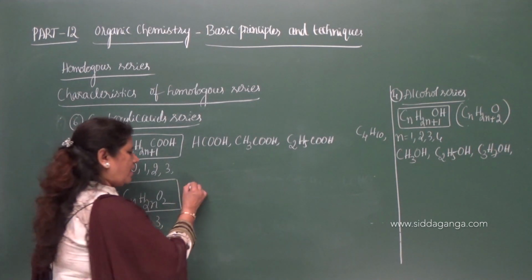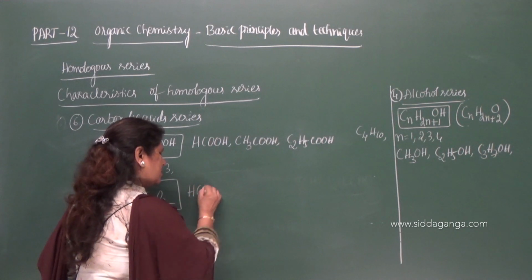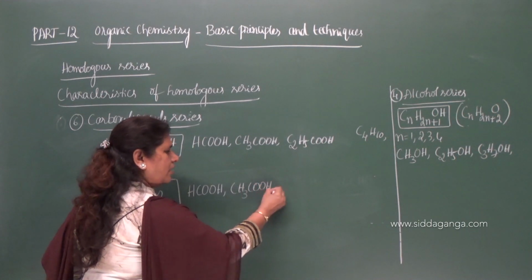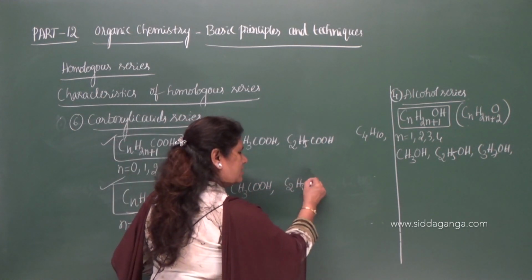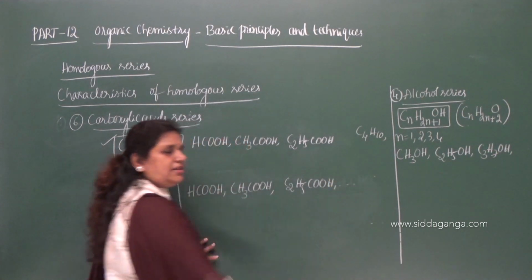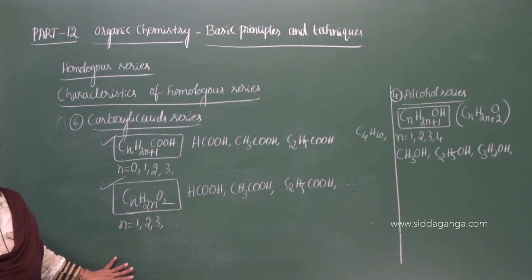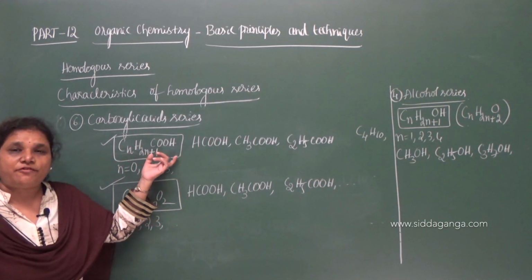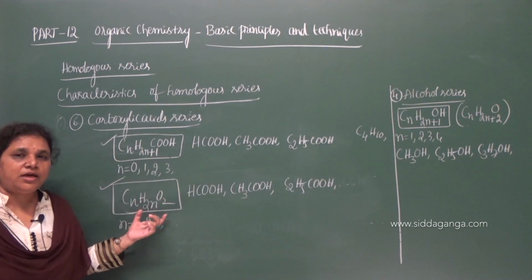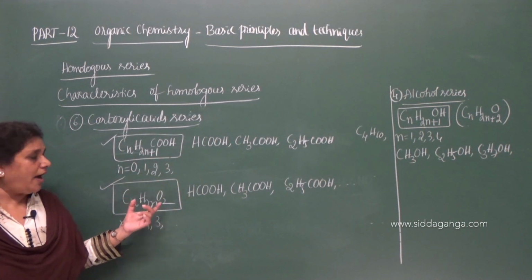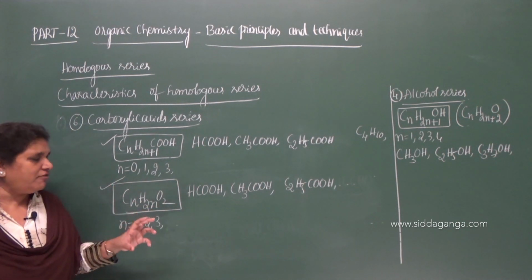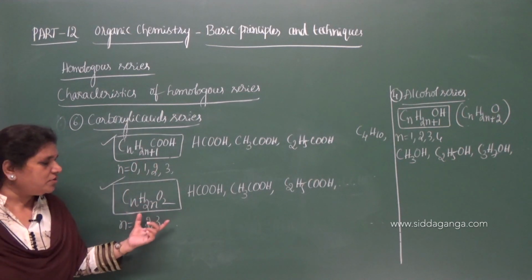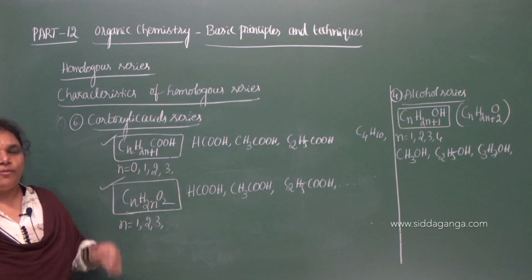Then what are the members of the homologous series? They are HCOOH, CH3COOH, then C2H5COOH. So again you will get the same members of the homologous series. The thing is, here the general formula is derived from the general formula of alkanes, and here we are giving the general formula in terms of the total number of atoms of different elements present in a given compound. So these are the two general formulae that we can give for the carboxylic acid series.